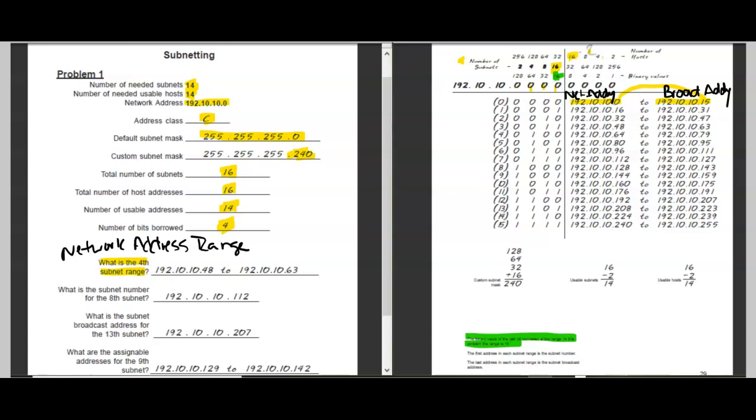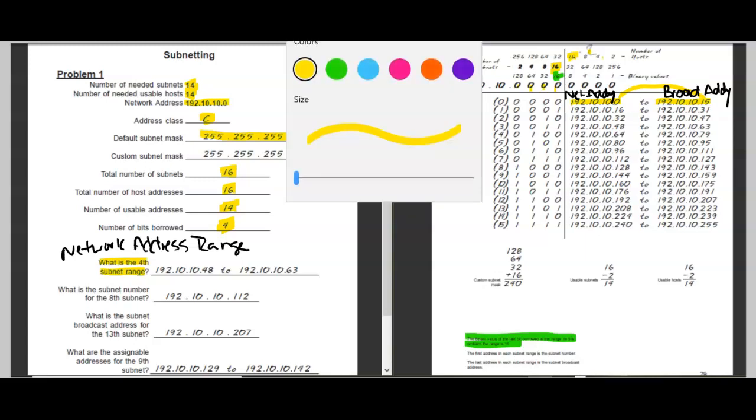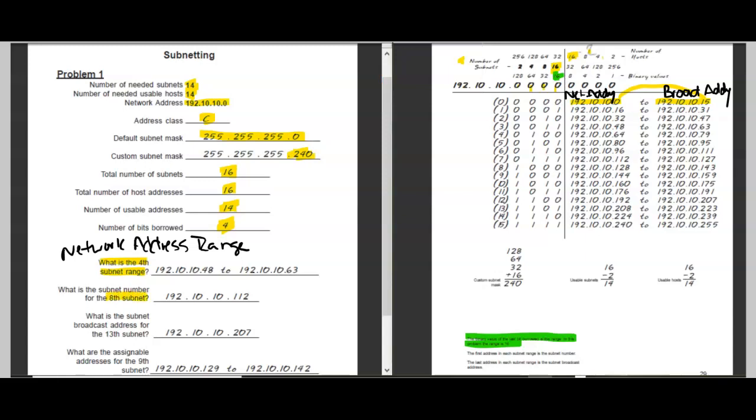So I always quickly scan over here. I've got the 4th, here I have the 8th, here I have the 13th, and here I have the 9th. That means I'm going to have to subnet it out to the 13th subnet. Actually the 12th, because it's one less. You start with subnet 0. We said that at the beginning: you start numbering your subnets with 0.